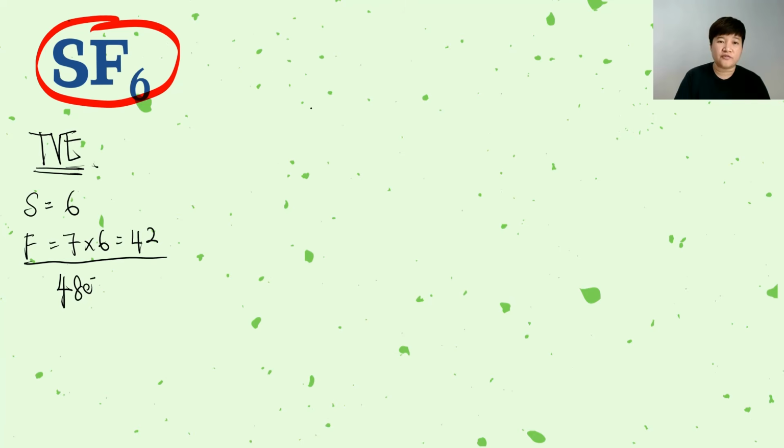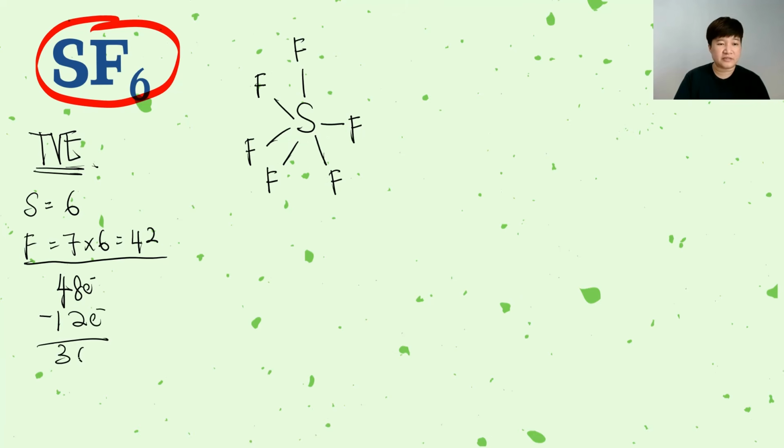SF6. Again, we'll start off with drawing the Lewis structure. The correct Lewis structure will be based on the correct total valence electron. So your sulfur as a central atom with 6 fluorine around it in a single bond. So you have 6 fluorine around it for a single bond. Okay, and we minus how many electrons over here? 6 single bonds will be minus 12 electrons. So you will be left with 36.